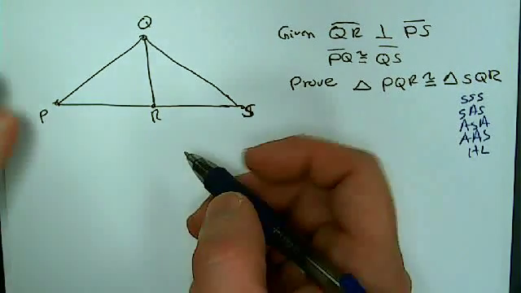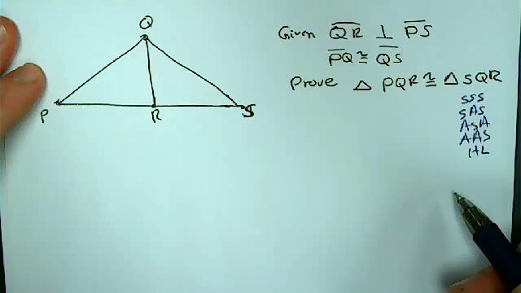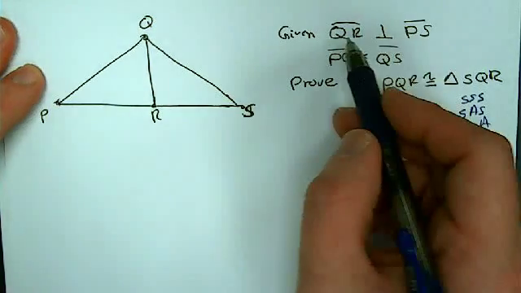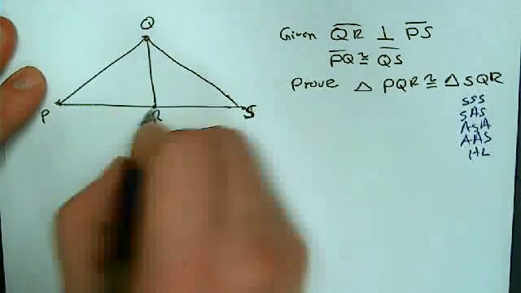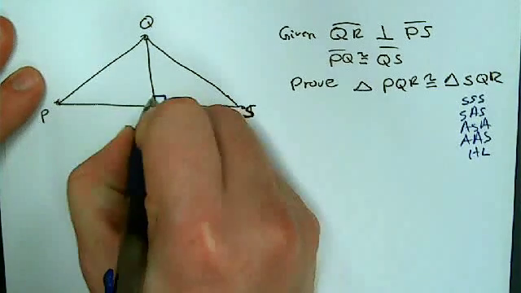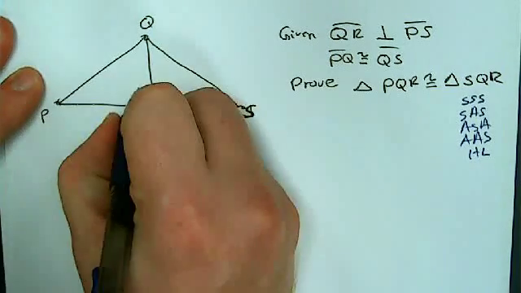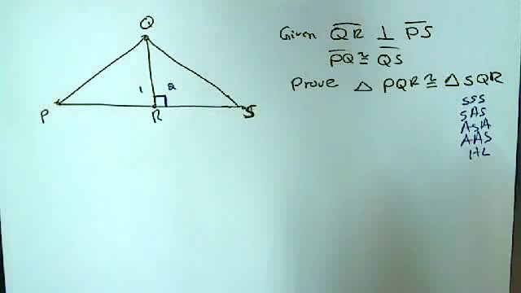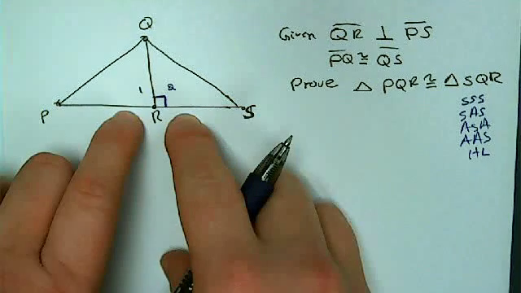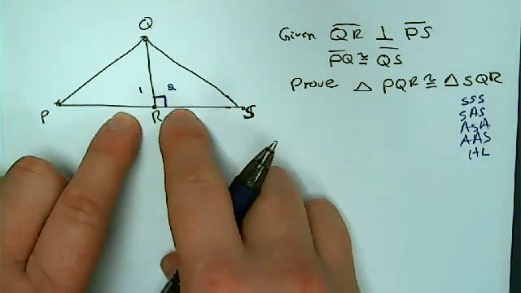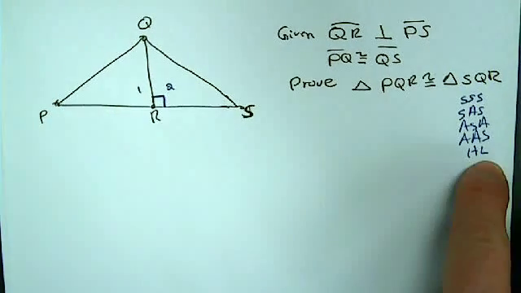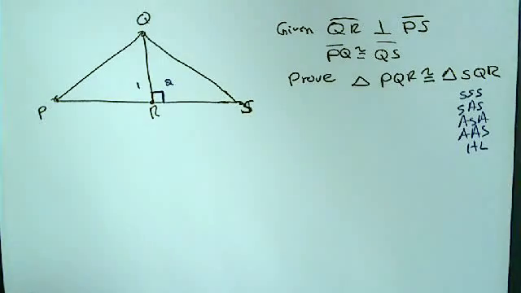So let's see. Let's get these guys marked. QR is perpendicular to PS, so QR and PS hit at a right angle. If I were to call these angles 1 and 2, what do I know about them? They're the same. They're supplementary. They're right angles. They add to 90. And they also establish I've got right triangles, right? That's useful. That's part of hypotenuse-leg. If I'm going to use that, I should make sure I have those right angles in there.